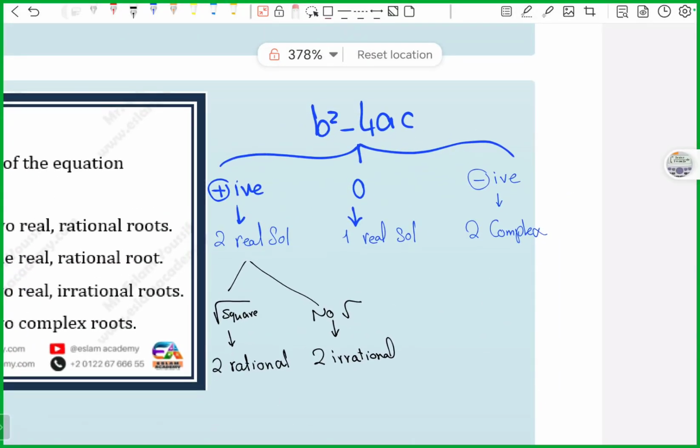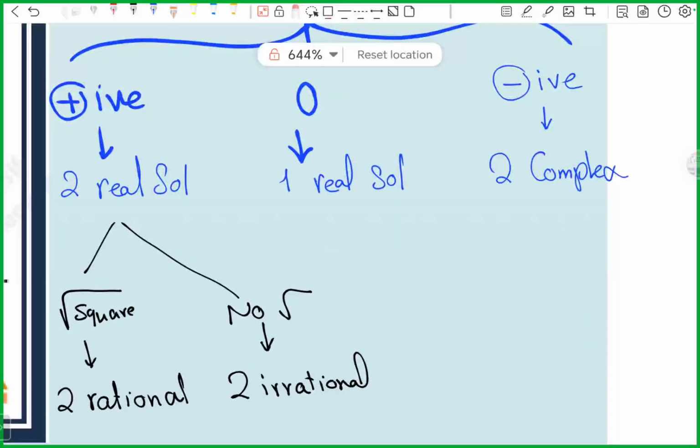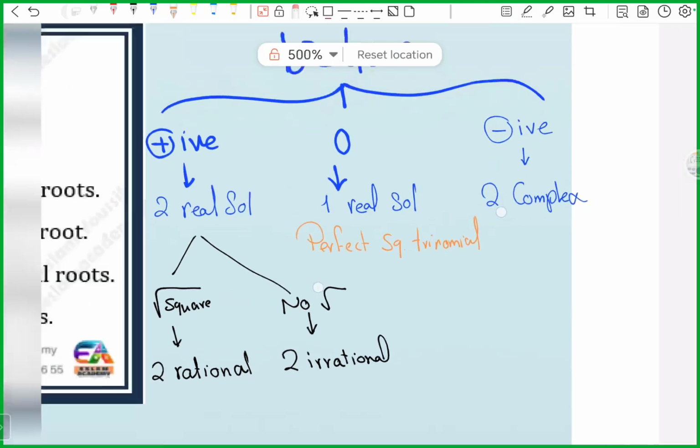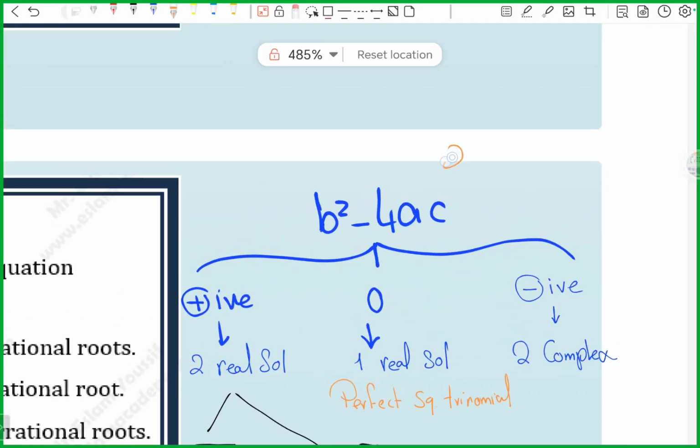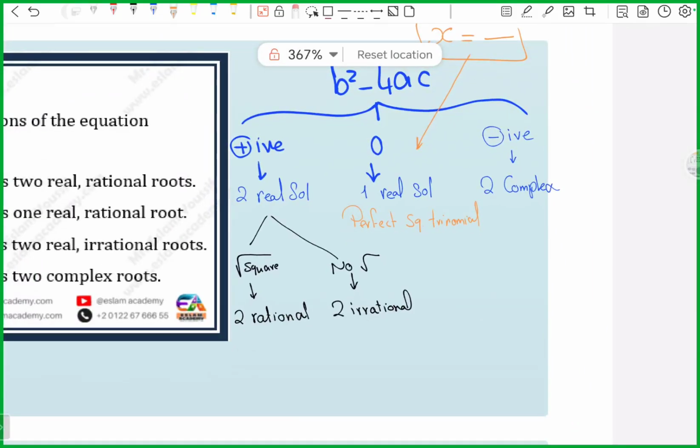So if b squared minus 4ac, we have three cases. It could be positive, 0 or negative. Positive, it means we have two real solutions. 0, there is only one real solution. One real solution, it means this expression is a perfect square trinomial. You remember when we use mode 5.3 and I said if the answer is x equals a number, it means this expression is a perfect square? Yes. That will happen when b squared minus 4ac equals 0. Any problem for that part?